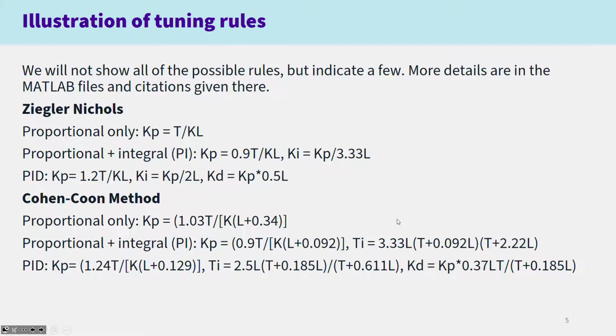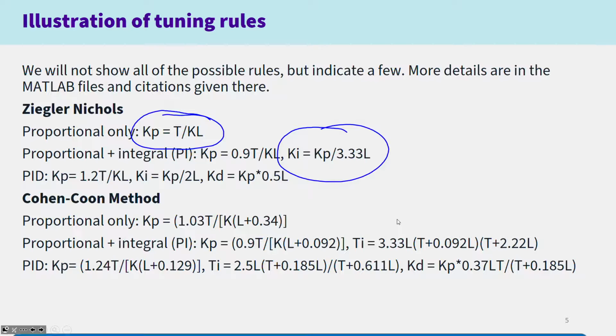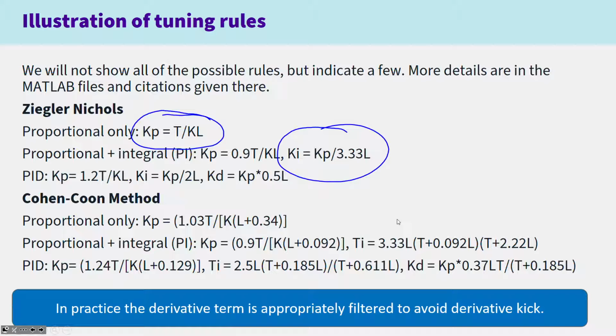So here's an example of some of the auto-tuning rules. You can see here Ziegler-Nichols. The proportional depends on those three parameters. The integral depends on those parameters. So basically, this is how auto-tuning rules work. Now, I'm not going to give all the details in this video. They're available in the files if you download them and look at them. And just a warning, in practice, the derivative term is appropriately filtered to avoid derivative kick.